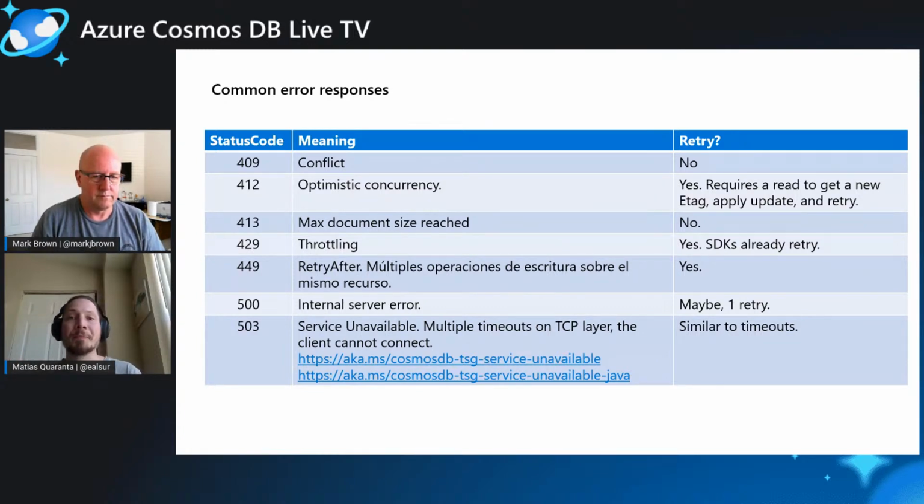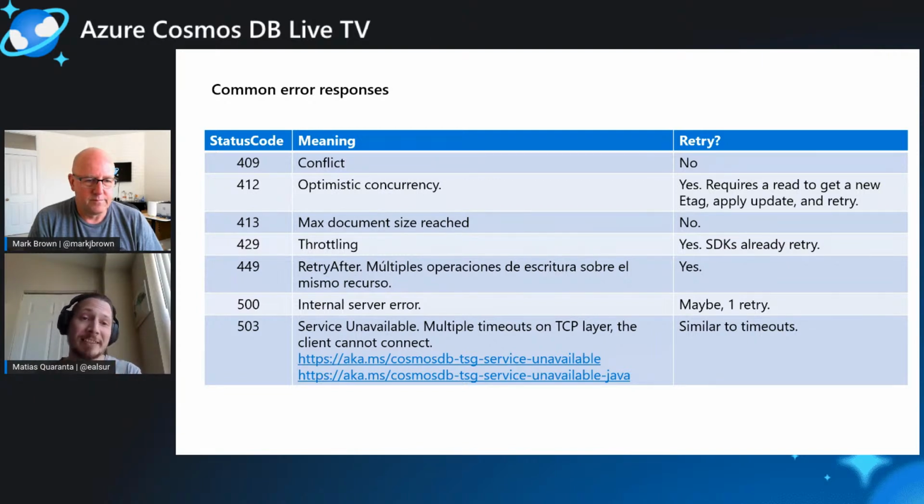Now, if there were no other changes in that document between the time that you read, applied your update logic, and sent the update, then that operation will succeed. But if there was some other concurrent operation that overwrote the same document, then you will get a failure with this particular 412 status code. What you should do is retry the operation by doing another read of the document to get the latest state, capture the ETag again, apply the update logic, and then retry the update operation on the SDK. That's why you should still retry on 412s. Yep.